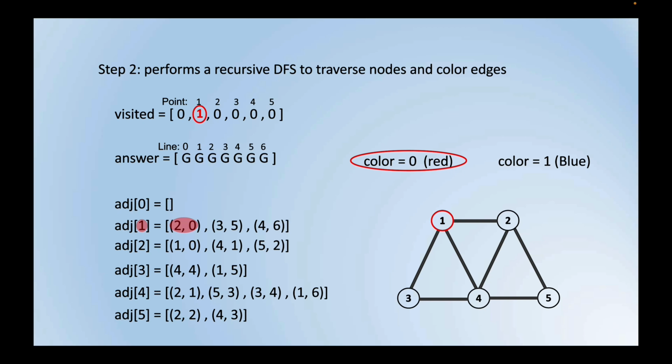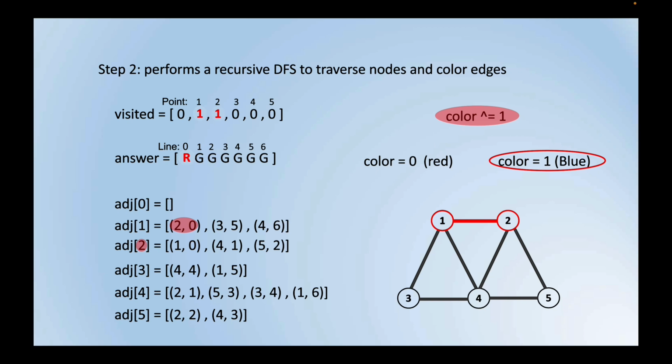We look at the first set of elements in adjacent 1. Because the first number here is 2, it connects to node 2. We put node 2 in visited. Now we change the color of road 0 to red, because it is the color we are using right now. So road 0 is red. Then we switch the color after every time we paint a road.